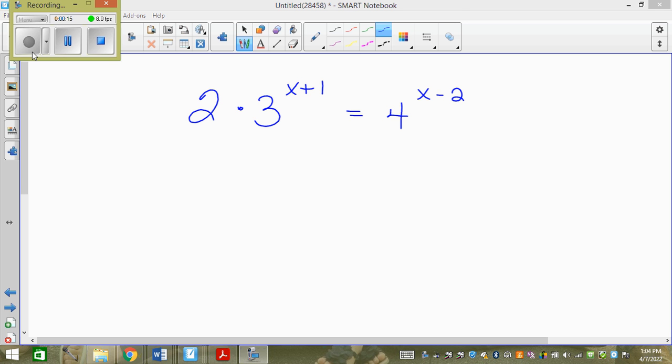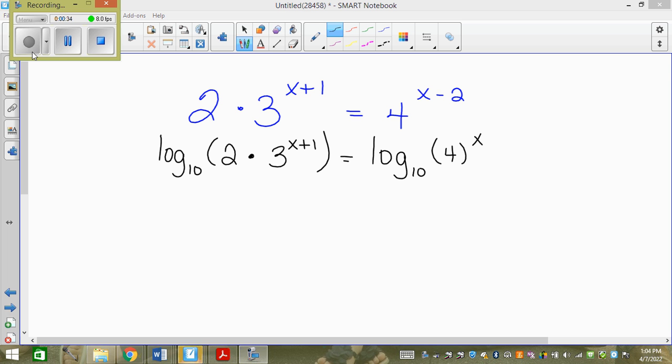So you're going to get a question like this. You're going to have to log base 10 both sides. Okay? So log base 10, 2, and then I put a dot here, 3 to the x plus 1 to remind myself that they're being multiplied. Log base 10 of 4 to the x minus 2.